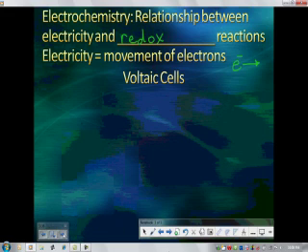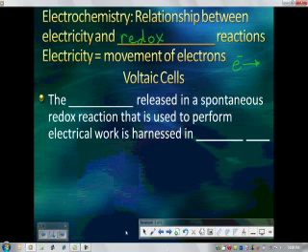So we're looking at voltaic cells. Let's look at this word first. By cell, we mean a container, like a beaker or a cup. So we've got a container with chemicals in it. So what should we put in this one?